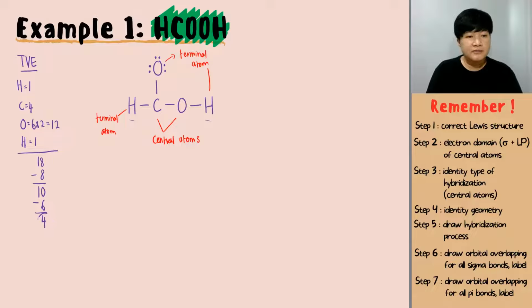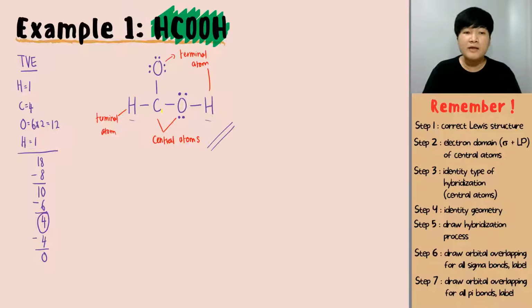We will put these remaining electrons into the central atom that is more electronegative. Between carbon and oxygen, definitely oxygen is more electronegative. Therefore, oxygen will get the 4 electrons to make it octet. So, oxygen right now is octet by having the 4 electrons. Therefore, you are done with your total valence electron and your Lewis structure looks something like this.